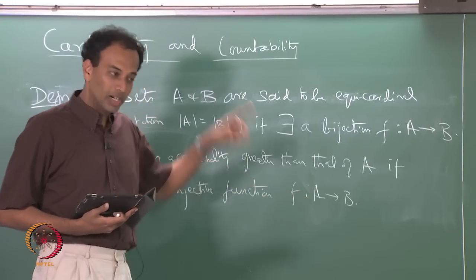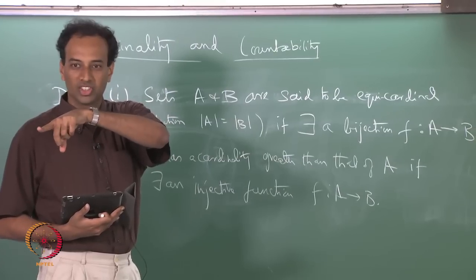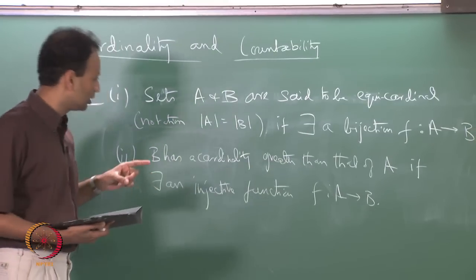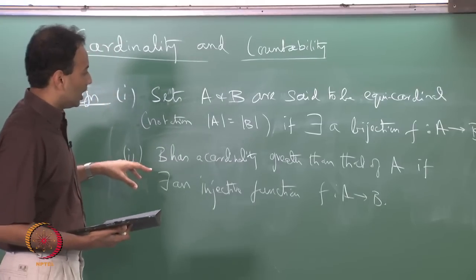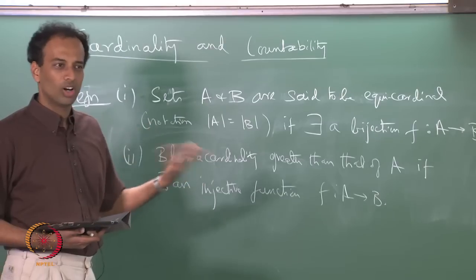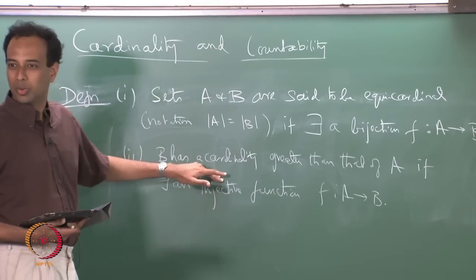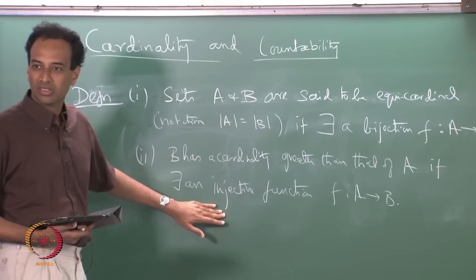So, you do not have multiple things mapping to the same value in the range, right. In that case, this means that the set B has at least as many elements as A, probably more or equal, right, at least as many. So, this is a similar one, this is for an injective function.